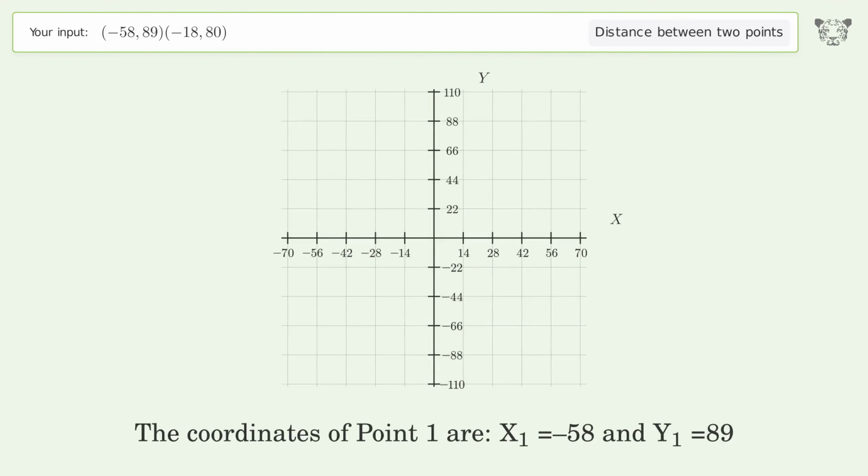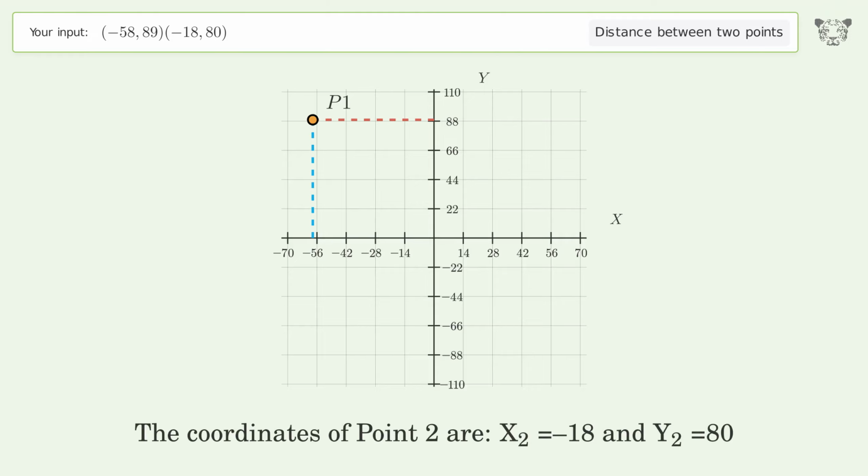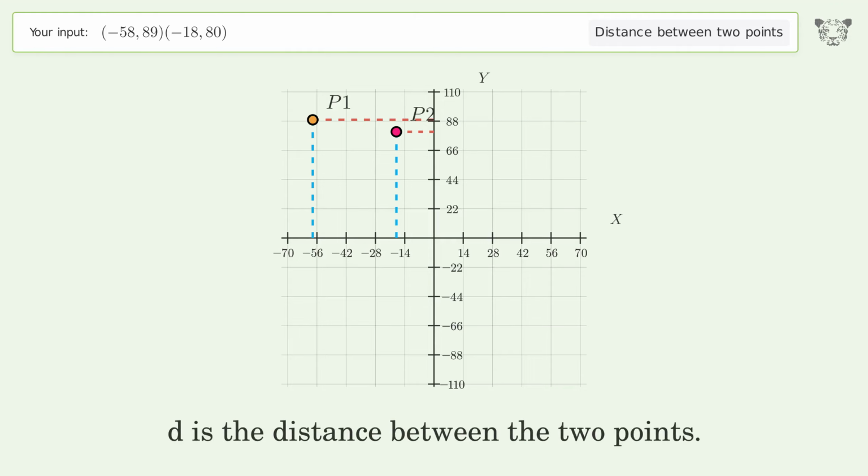The coordinates of point 1 are x1 equals -58 and y1 equals 89. The coordinates of point 2 are x2 equals -18 and y2 equals 80. D is the distance between the 2 points.